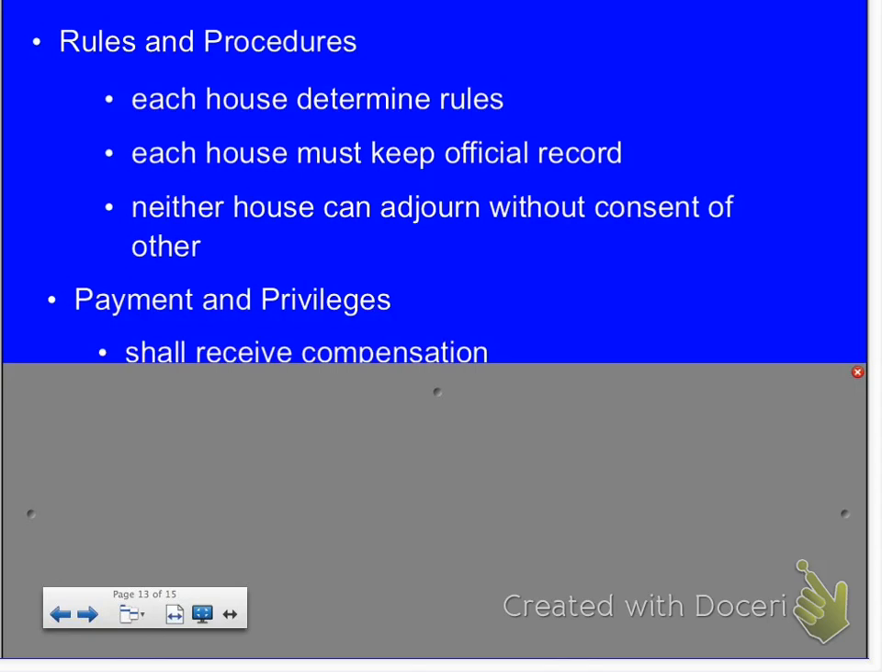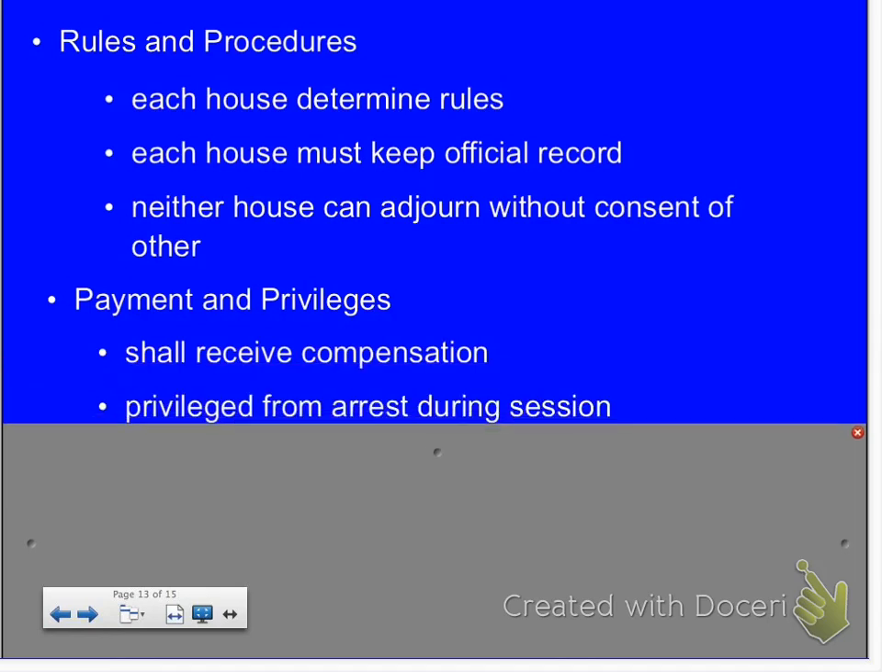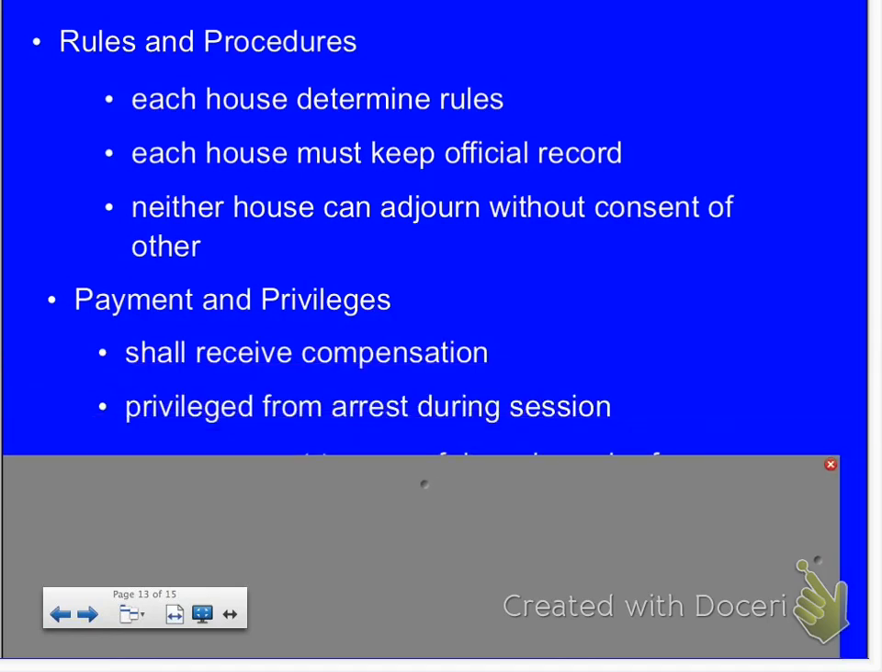It continues and says, they shall in all cases, except treason, felony, breach of the peace, be privileged from arrest during their attendance at the sessions of their respective houses. Meaning? I don't think this says anything about murder. Well, you're right, it doesn't say anything about that. Felony would cover that. Privileged from arrest during session. They are privileged from arrest, except in certain cases.